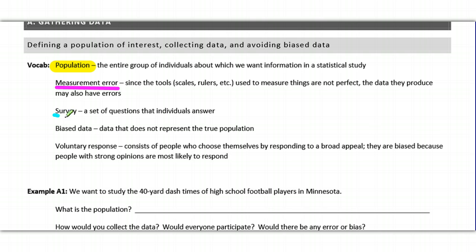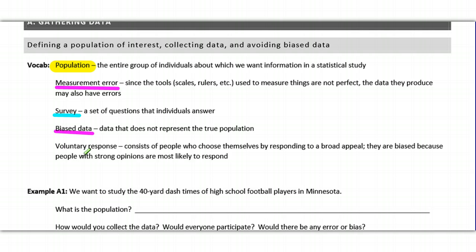Next thing is a survey. Most of you have taken plenty of surveys in your life. It's just a set of questions that different individuals will answer. So you're given a list of questions and you respond to it. Biased data is data that does not represent the true population. So imagine that you're trying to study Byron High School students and you collect data from a specific group. Let's say you only ask the guys for their data. Do you think that will represent the entire population, or do you think that there will be some bias in their result? Well, clearly it's not going to represent everyone.